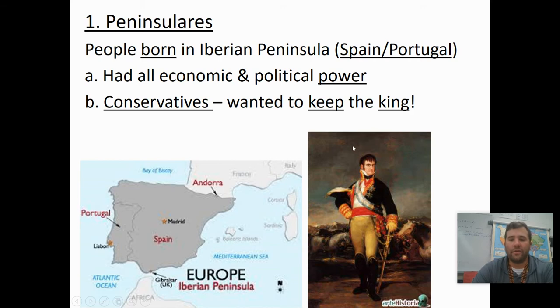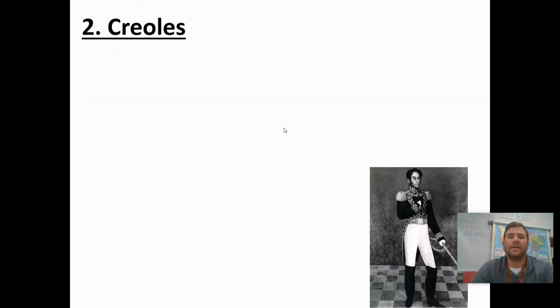And one other thing to note is their skin color. Skin color is something I know sometimes people get uncomfortable talking about skin color and race, but it was a big deal in Latin America. People in Spain or Portugal typically have lighter skin, and essentially the people with the lighter skin had more power in Latin America. Next on the list are the Creoles.